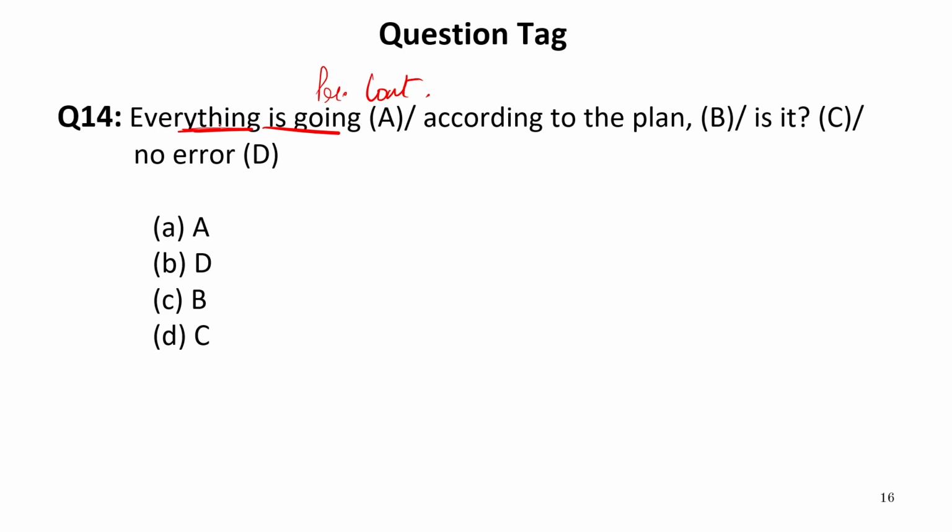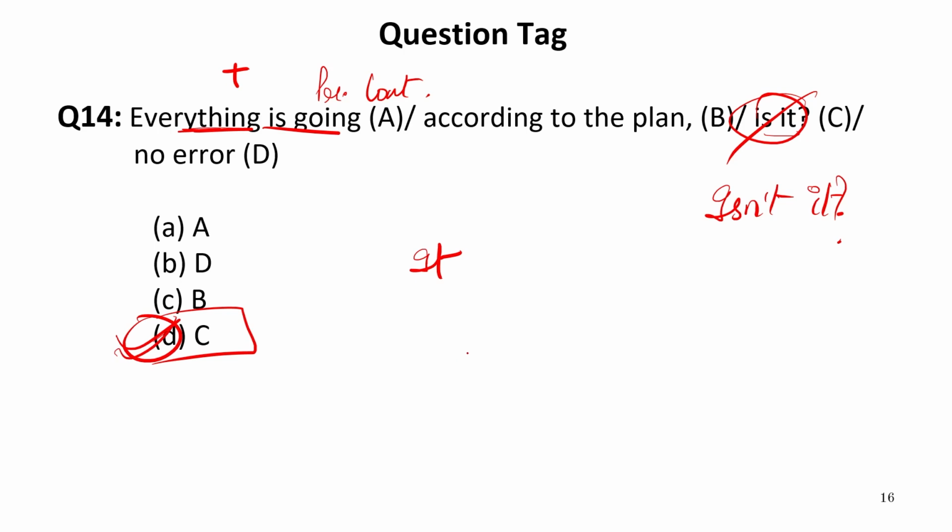When we write a nominative case of it, it can be it. According to the plan, is it? Now, because the statement is positive, it has to be negative, so it should be written isn't it? And then we have a question mark. So our answer is C, it means part D, option D. So our answer is D.